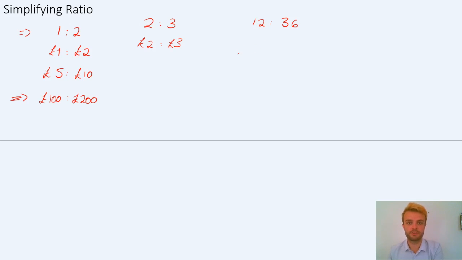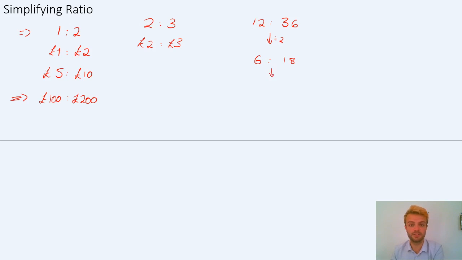Now to simplify that ratio, what we're going to do is look for numbers that go into both the left-hand side and the right-hand side, and then divide both numbers by whichever number we found. Let me show you what I mean. Both of these numbers are even, which means I can divide them by 2. So if I divide the whole thing by 2, then that 12 turns into 6, and the 36 turns into 18.